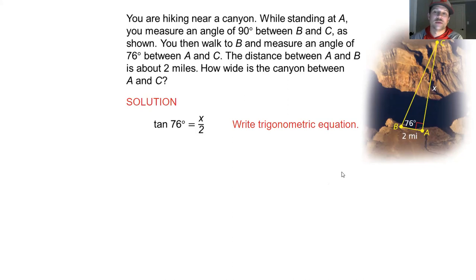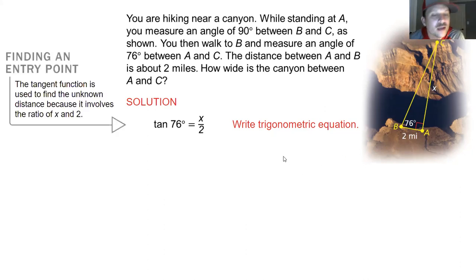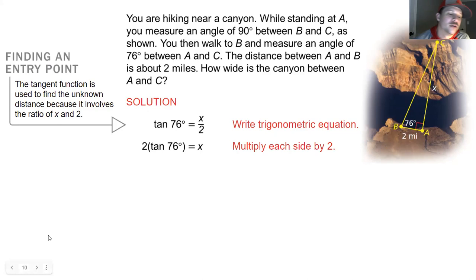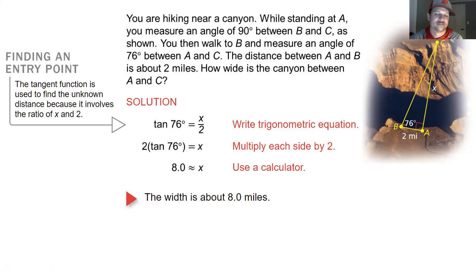Based on the diagram in the picture, these are both legs. So from the 76 perspective, your x is the opposite, your 2 is your adjacent. So then you would just multiply both sides by 2. In the calculator, 2 times tangent 76 equals 8. 8 miles.